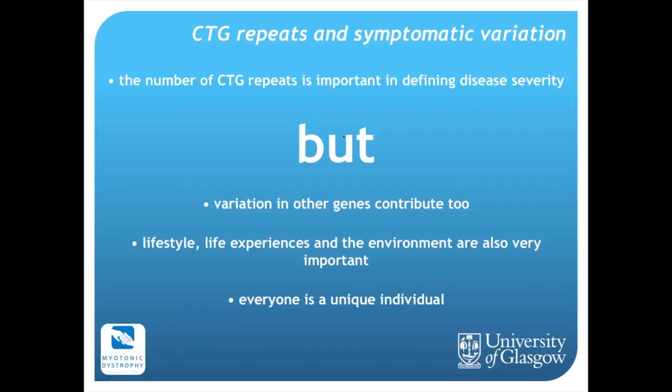Again, it's important to remember that everyone with myotonic dystrophy, just as everyone who doesn't have myotonic dystrophy, is a unique individual. They might have their own unique mutation, but they will also have a unique set of other genes. They'll have had a unique lifestyle and a unique set of life experiences. So each individual will be unique, and no one should feel that they're being defined by the number of CTG repeats. CTG repeats are important, but they're not the only thing that's important for an individual.